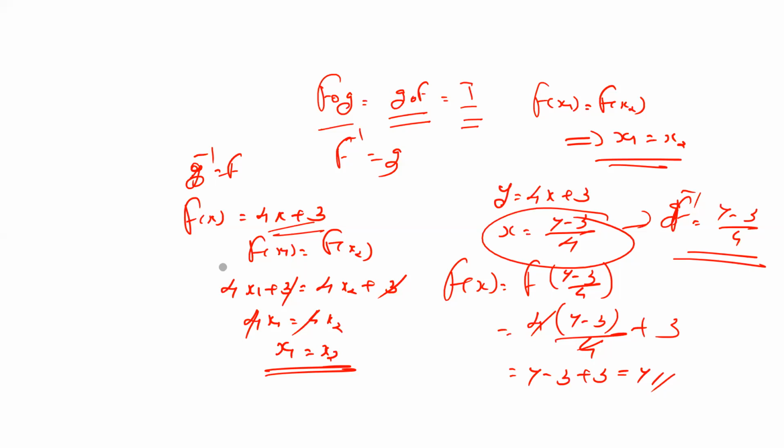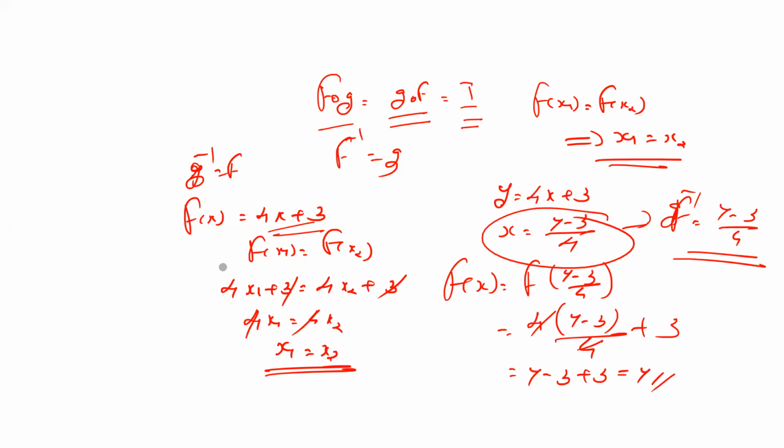Another way is you show that it is 1-1 and onto. How to show it is 1-1? f of x1 is equal to f of x2 implies x1 is equal to x2. Then the function is 1-1. And for onto, for every y in the codomain, there exists one x in the domain such that f of x is equal to y. So f of x is equal to f of y minus 3 by 4. So 4 into y minus 3 by 4 plus 3. So what you are getting? y. So the function is onto.